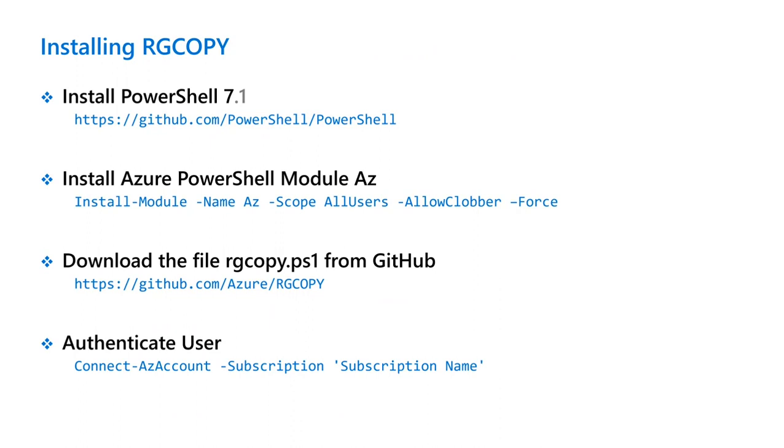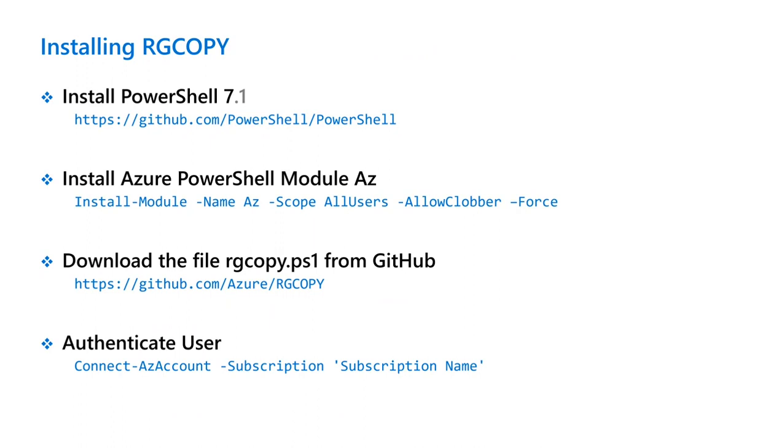RGCOPY requires some PowerShell modules dependent on the used RGCOPY features. In most cases, PowerShell module Az is sufficient. RGCOPY will tell you if additional modules are required. The most important step, of course, is downloading the newest version of RGCOPY from GitHub. Just store the file on your PC in a local directory, typically the home directory. That's it. RGCOPY is installed.